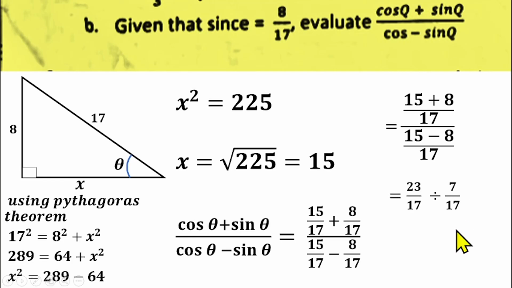That gives us 7 over 17. So we have 23 over 17 divided by 7 over 17, change to times. That gives us 23 over 17 times 17 over 7. The 17 cancels the 17, and we have 23 over 7.